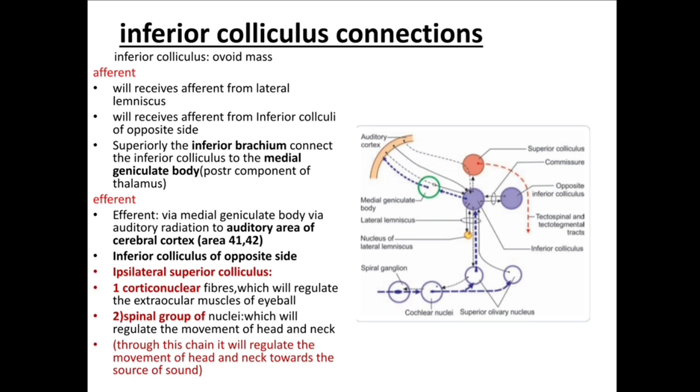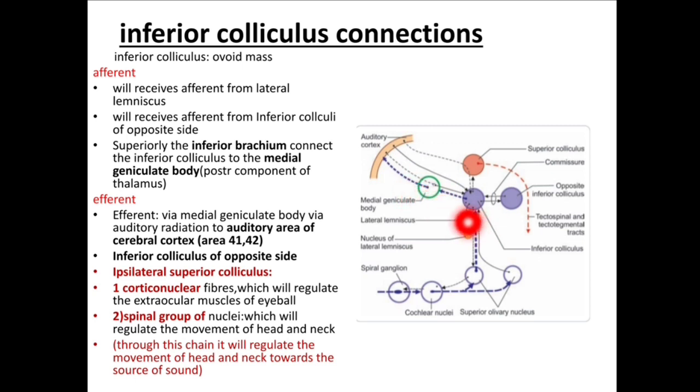Connections of the inferior colliculus. It receives afferents from the lateral lemniscus, the inferior colliculus of the opposite side, and the inferior brachium, which connects this inferior colliculus to the medial geniculate body. What is the medial geniculate body? It is the posterior component of the thalamus. So these are afferent connections: number 1, lateral lemniscus; number 2, opposite inferior colliculus; and number 3, medial geniculate body.